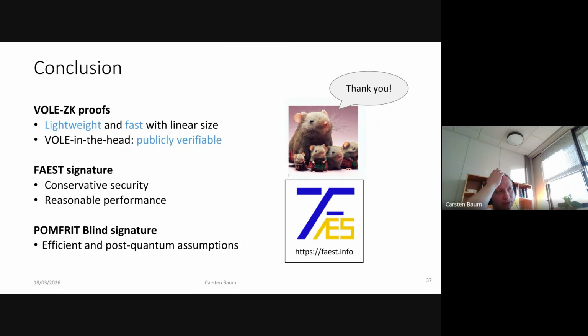Also, I really don't know what the performance is if we use VOLE mod P, VOLE-in-the-head modulo primes, for a signature scheme, because we have never tried that. It would be interesting to see, but you might end up with signatures that are even larger than Sphinx Plus, which defeats the purpose.